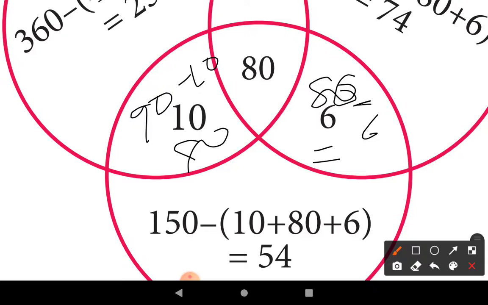80. Okay. Now what will we get? You have to add all this. What will we get? I think 90, 90, 96. Okay. When you get 96, you will do 150 minus 96, you will get 54. Okay.